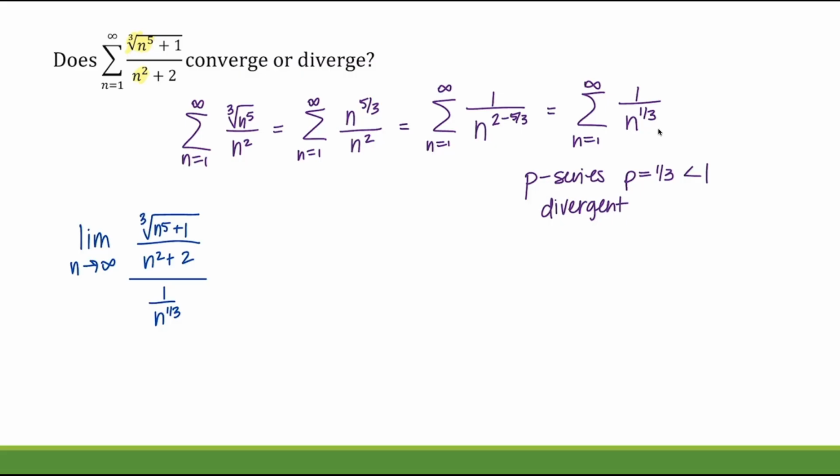Now, what we probably want to start to just get in the habit of is, instead of setting up a quotient over a quotient, jumping straight to the reciprocal of the denominator. So the limit as n approaches infinity of the cube root of n to the 5th plus 1 over n squared plus 2 times n to the 1/3 over 1.